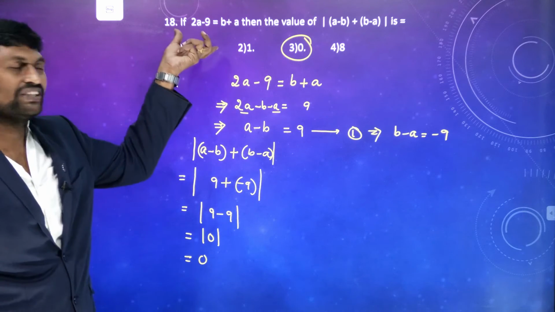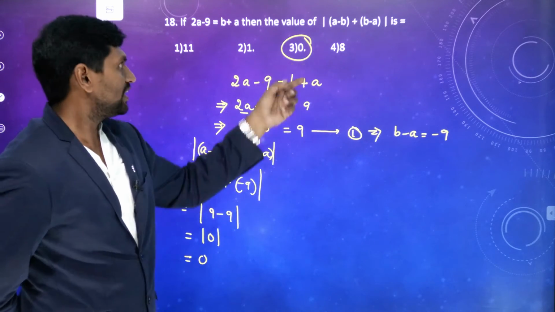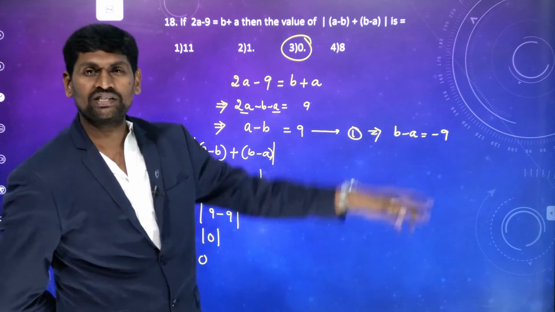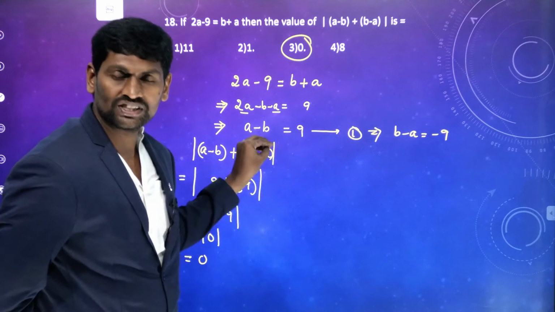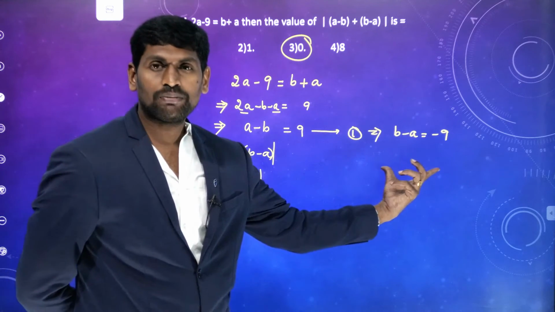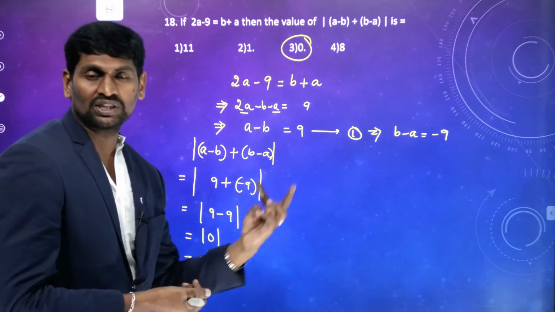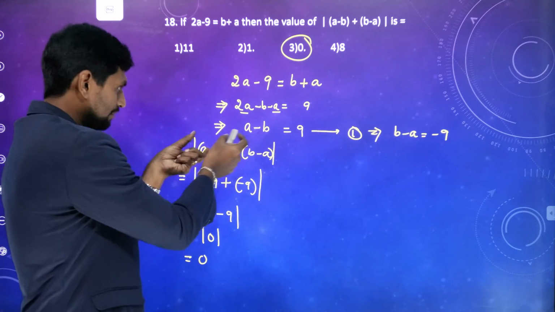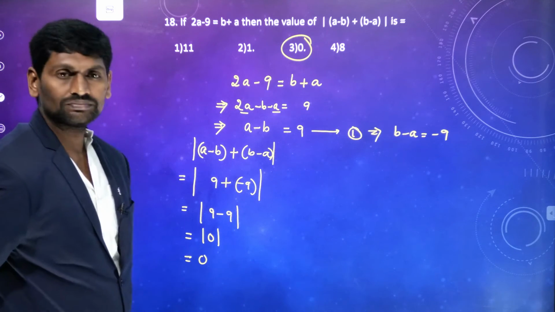First, with the given equation, we found the value of a minus b, it is 9. But in the question, we need b minus a also. So if a minus b value is 9, from this equation we can say that b minus a value is -9, because we are just changing the position of the two numbers, the given numbers a and b. Clear?